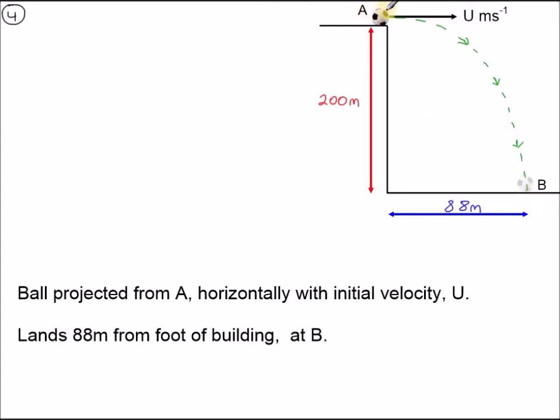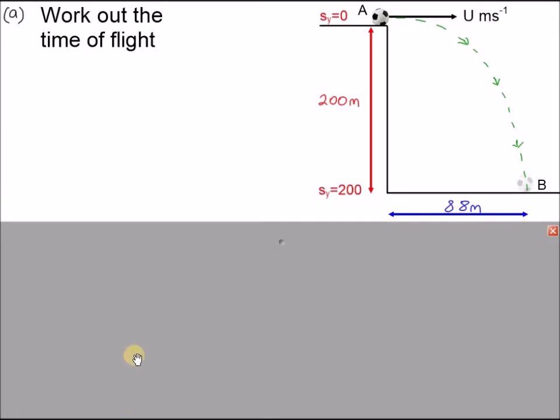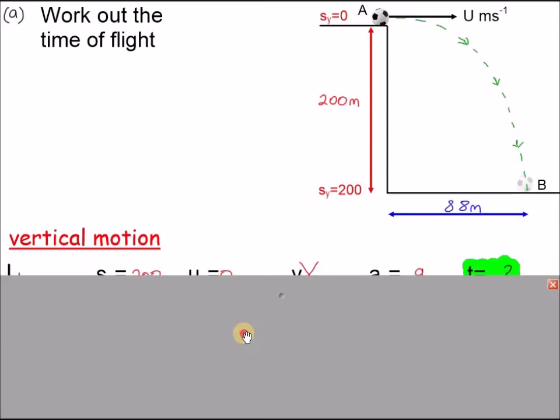At A there is no vertical velocity component, there is only a horizontal velocity component initially. So to work out the time of flight, the initial displacement here is 0. The ball is falling downwards, we'll take the downwards direction as positive. So looking at vertical motion, the displacement here will be positive because anything below this line has a positive displacement.